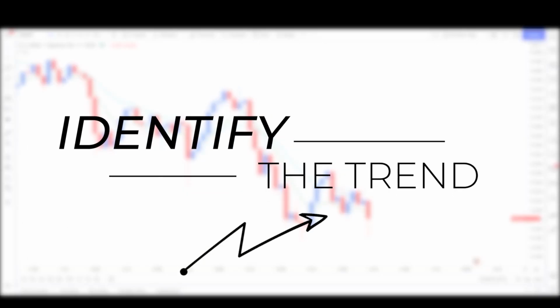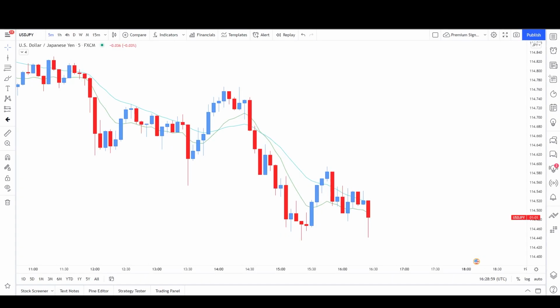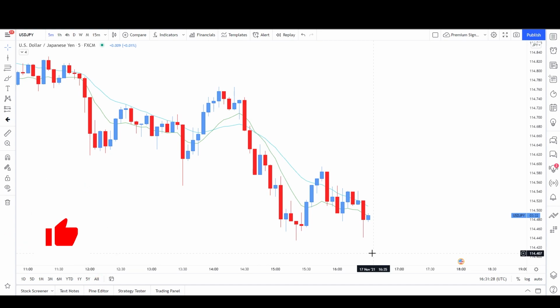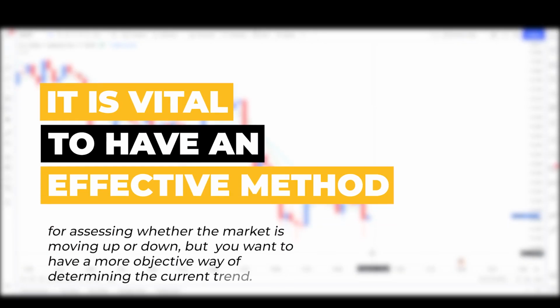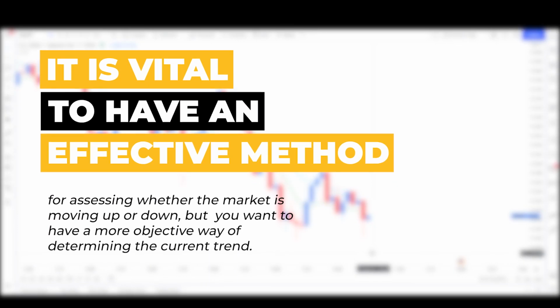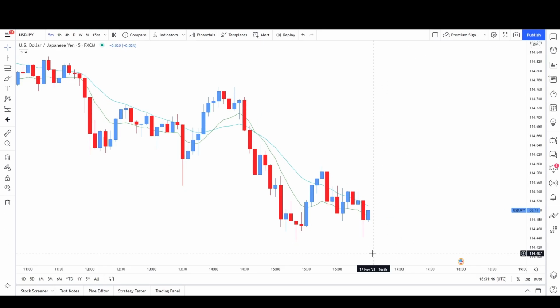As you know, identifying trends is a critical component of trading. It will be hard to consistently outperform the market if you do not understand the current market circumstances. So it is critical for traders to have an effective method for assessing whether the market is moving up or down. It is possible to see the market's overall trend by looking at the price chart, but you do want a more objective way of determining the current trend. And that's why the double EMA moving average line does a fantastic job of representing that information.